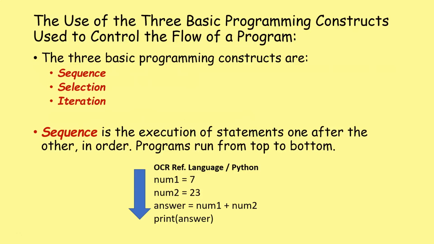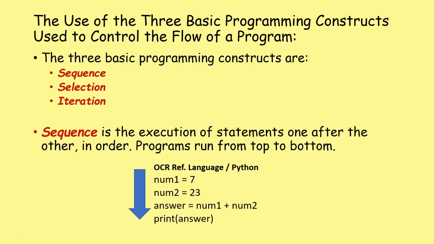Now let's move on to look at the three basic programming constructs that we can use to control the flow of a program. The three that we need to know about are sequence, selection, and iteration. Students often make mistakes with this. They get some code in a question, they're asked to identify which of the fundamental programming constructs are being used, and we get all kinds of crazy answers. You're only going to be using sequence, selection, and iteration depending on the code.